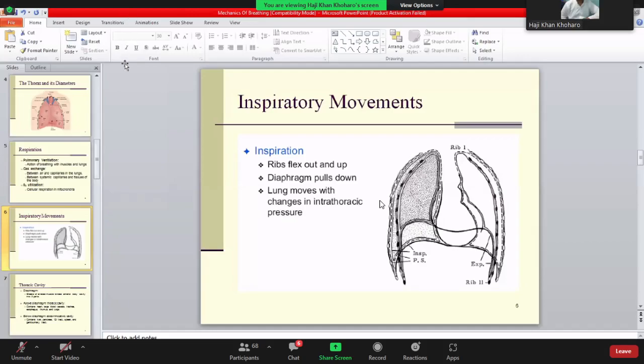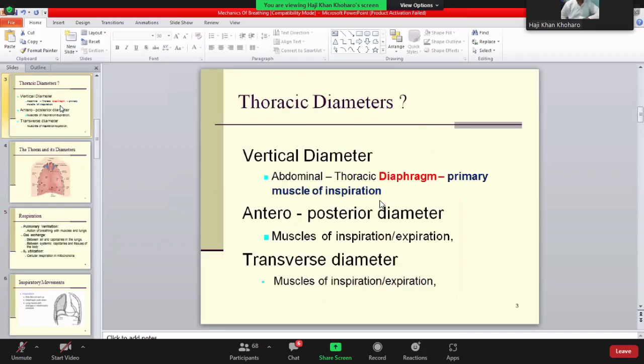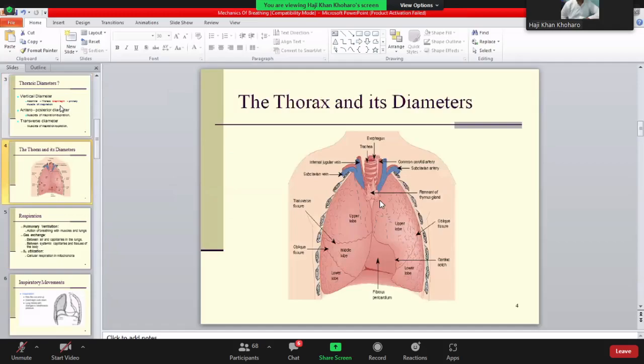This is the story of the mechanics of breathing and the pressure changes. The major role is played by the muscles and the diaphragm, and the major diameters are the vertical, anterior-posterior, and transverse diameters. Remember always these three diameters and pressures. In the next slide, I will tell you what pressures you have to remember.